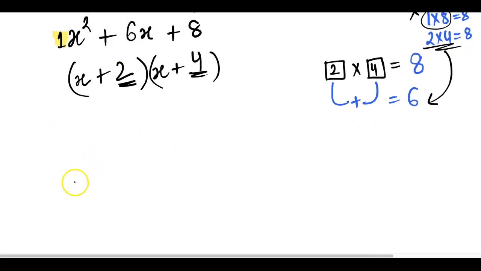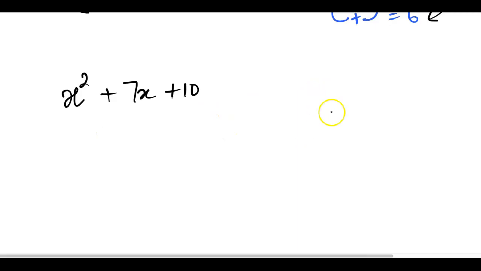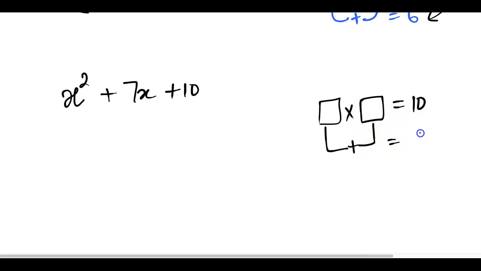If I give you the next question, we have another expression over here, x squared plus 7x plus 10. Quick. Two numbers that multiply to give us 10, and when we add them up, we get 7. Just think of which two numbers multiply to give us 10 and add to give us 7. It's 2 and 5. So let's draw 2 brackets: x plus 2, x plus 5.